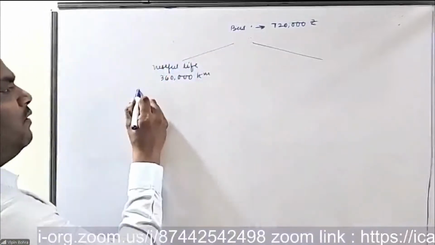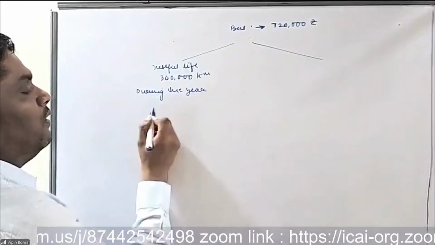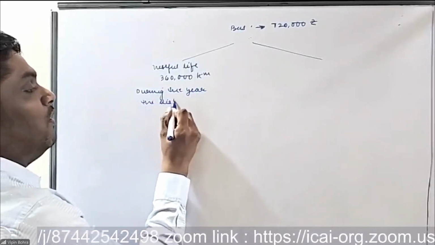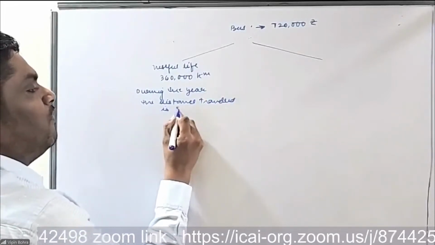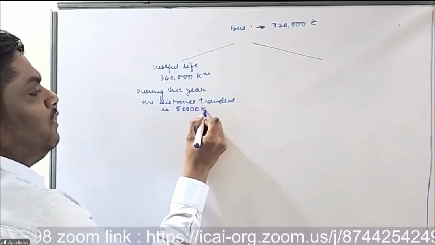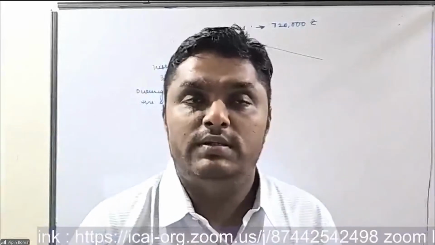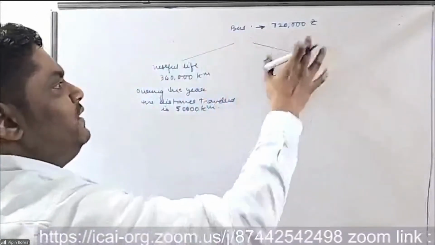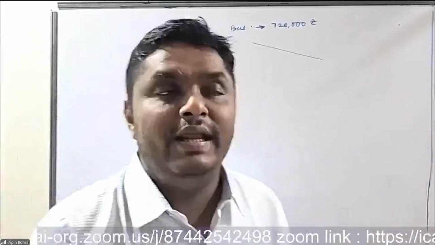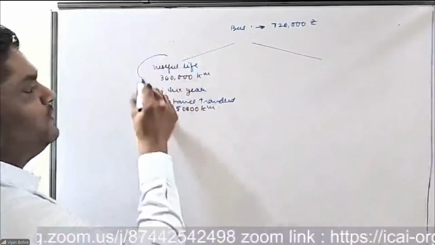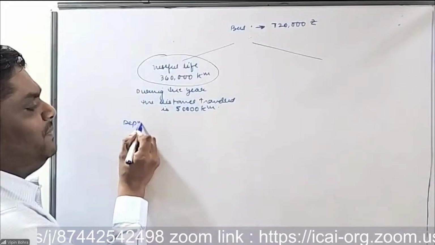Now, during the year, the distance traveled is, let's say, 50,000 kilometers. I repeat again, the cost of the bus is 7,20,000. The useful life is given not in years, it is given in kilometers. So 3,60,000 kilometers is the useful life. And during the year, the distance traveled is 50,000 kilometers. So what will be the depreciation?